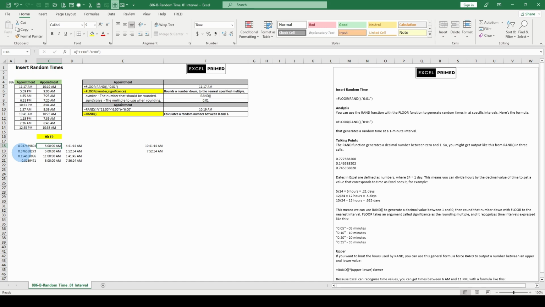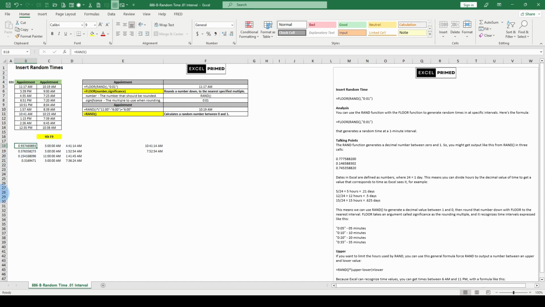In short, we can go 0 to 1. So this number here is multiplied, you can see the math here, RAND times 11 minus 6. We know it's 5, but we know RAND can be 0 or 1. So the max here could be 5 or anything in between. So if we go 0 plus 6, what does that tell us? Well, that's 6 a.m., right? 12 o'clock would be 0.